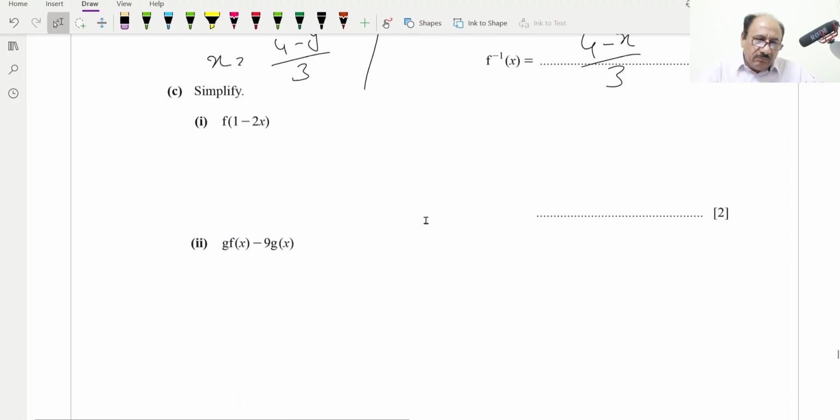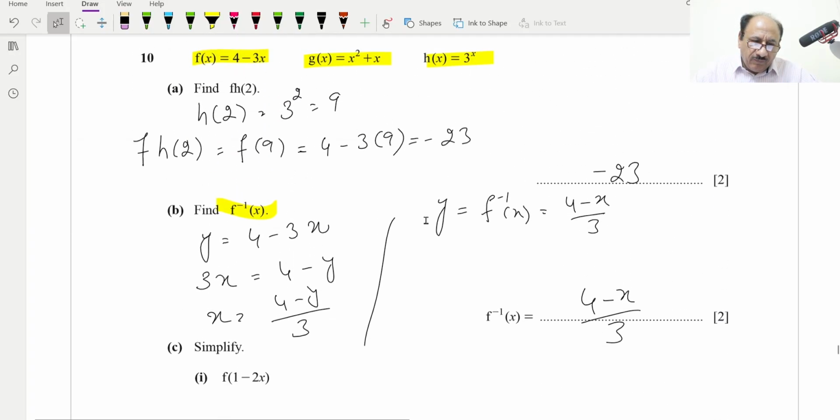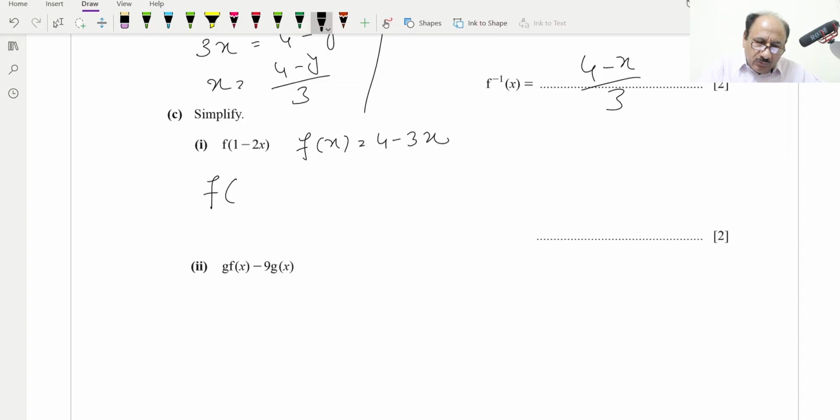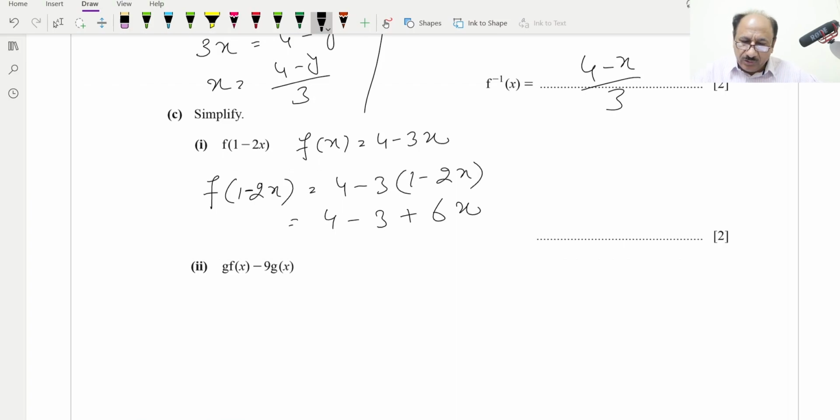Now f of 1 minus 2x we have to find, and f of x is equal to 4 minus 3x. In this one we will replace x with 1 minus 2x, and this will be equal to 4 minus 3 into (1 minus 2x). Now we can open the brackets. This will be 4 minus 3 plus 6x. Hopefully you are understanding. Now 6x plus 1 will be our answer after simplification.